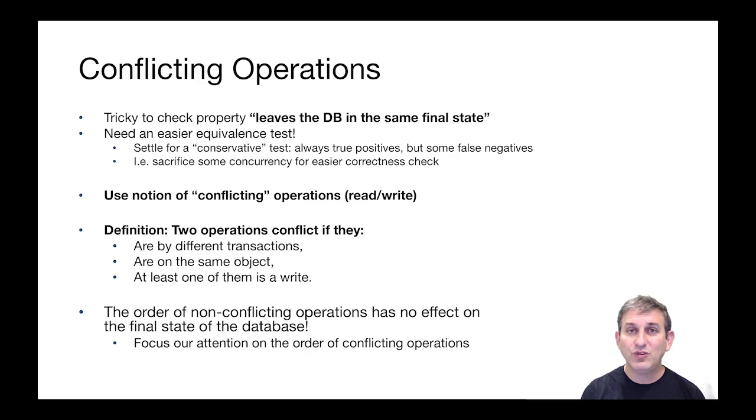Okay, so for example, two different reads, it doesn't matter what order the reads happen, they have no effect on the final state of the database. However, the order of a read and a write from two different transactions can have a big difference, because whether the read happens before the write determines what the read reads. Okay, we're going to focus our attention only, therefore, on the order of conflicting operations, and we're free to reorder non-conflicting operations without worrying about the effect on the final state of the database.